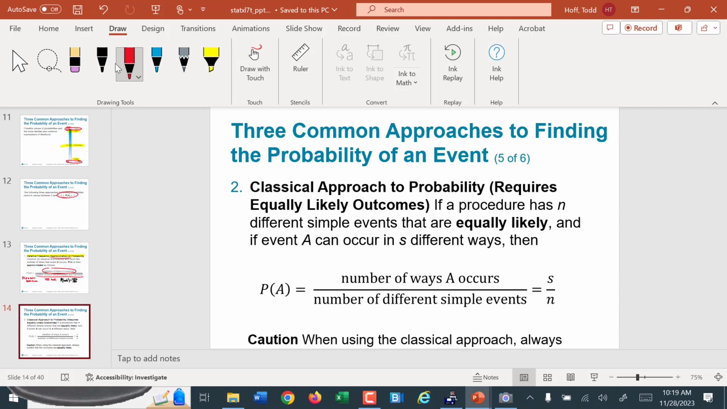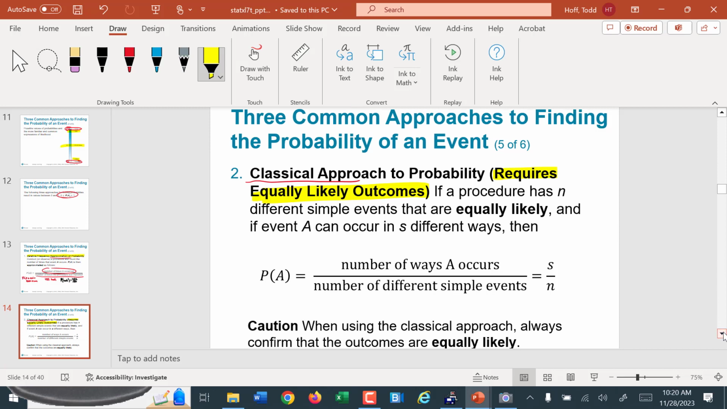Classical probability, sometimes referred to as theoretical probability in some textbooks, is the most common one. Its weakness is, though, it requires something called equally likely events. That means that every possible outcome, every possible event, has exactly the same chance of occurring. Rolling a die would be an example of this because we assume that each side of the die has the same chance of occurring, that it's equally balanced. If it's a fair die, that would work.